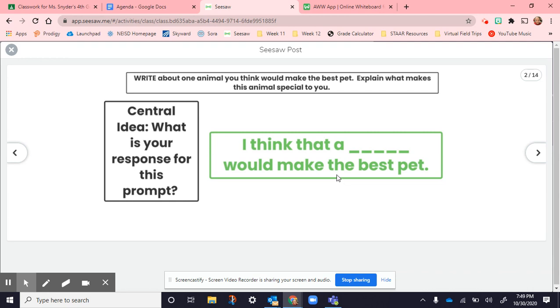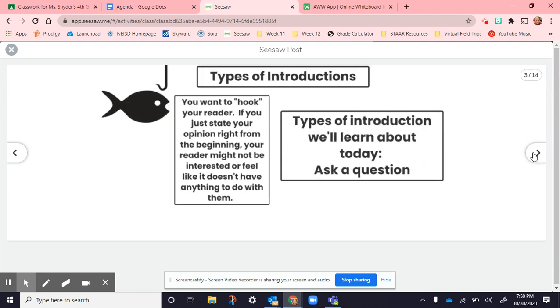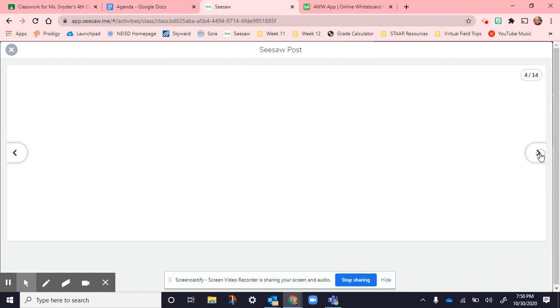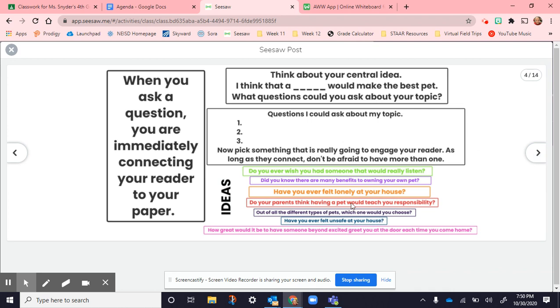This is where you're answering what it is that you think. If it says, what do you think would be the best pet? You need to tell the reader, this is what I think would be the best pet. So that part right there is very, very important. So we filled that in with our animal. Then we talked about one type of introduction, which is asking a question. And there are some ideas down here of questions to start off with. We picked out something and we filled it in.